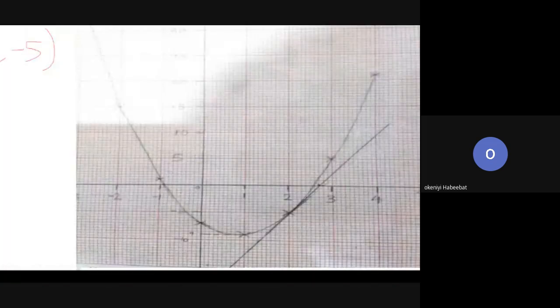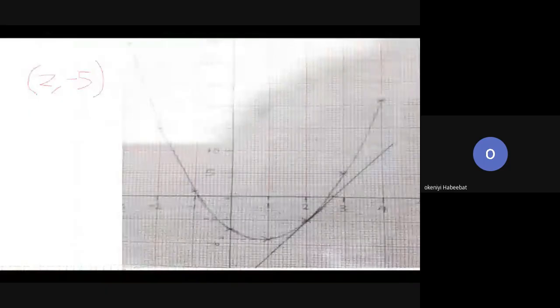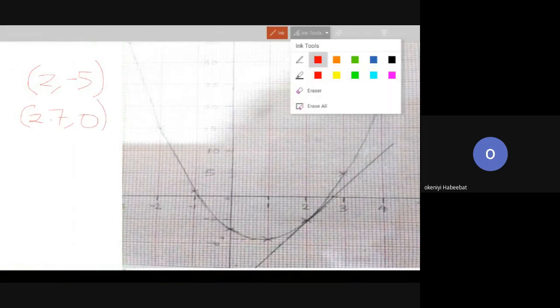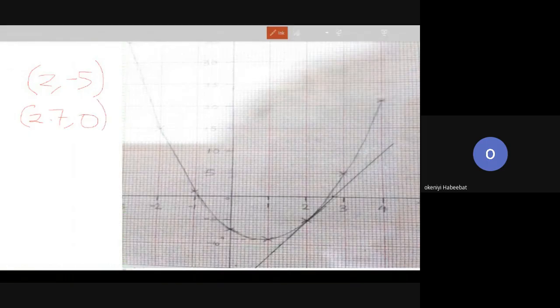So pick any point that will be easy for you. Here I'll decide to pick this point, and at that point, this is 2.1, 2.2, 2.3, 2.4, 2.5, 2.6, 2.7. So I choose 2.7. So at that point, when x is 2.7, y is 0. So I can now use those 2 points to find the gradient of my curve.